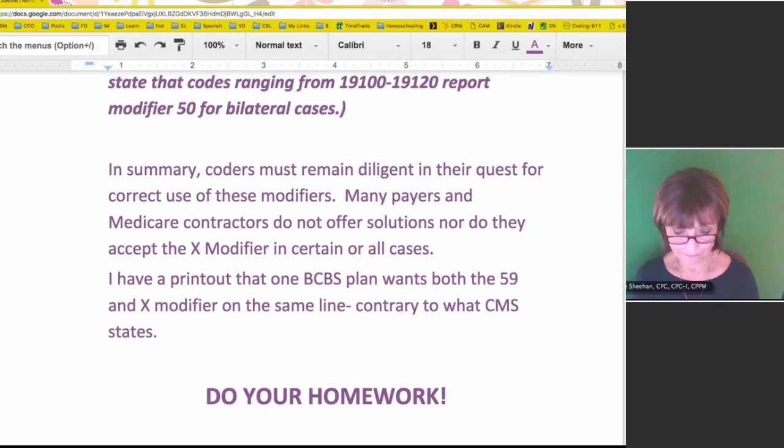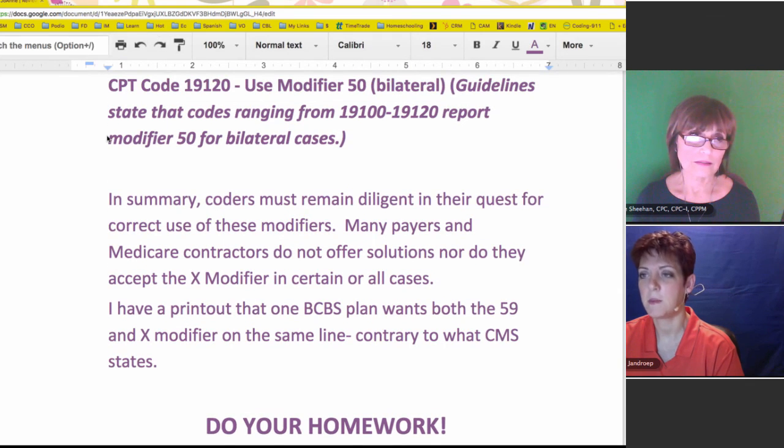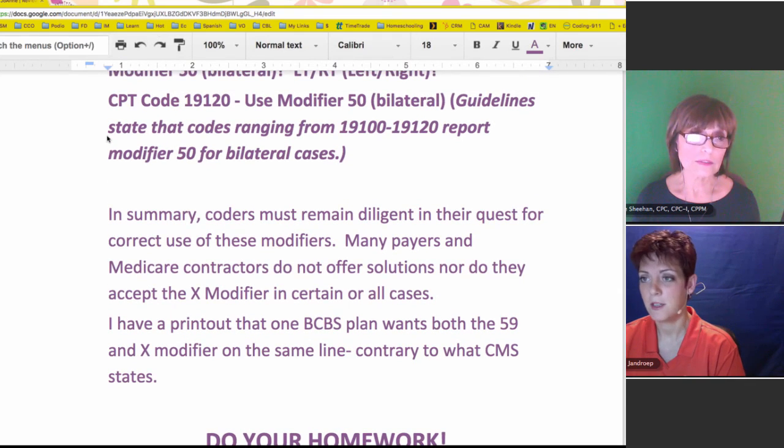All right, thanks, Joanne. That was good. So basically, modifier 59 is the modifier of last resort. That still applies for the X modifiers if there's something better.